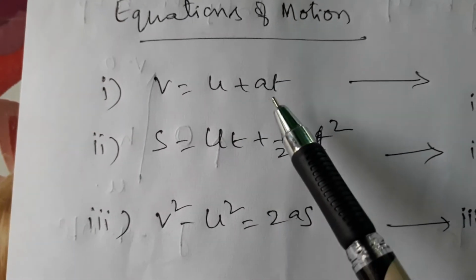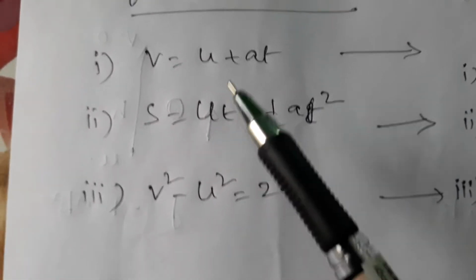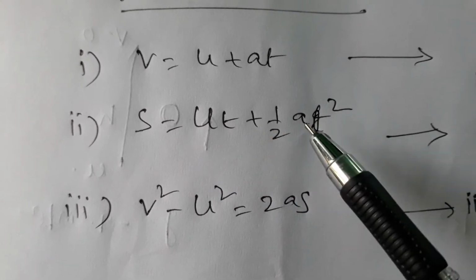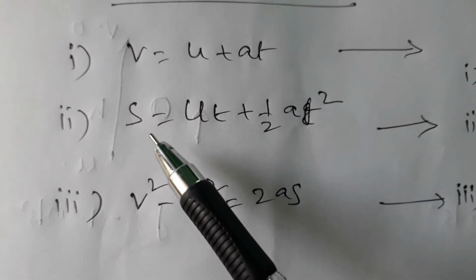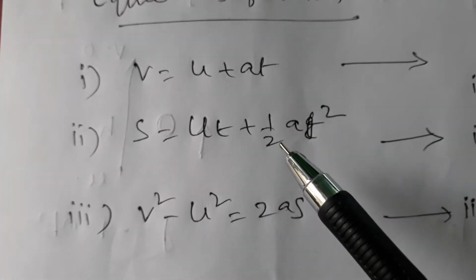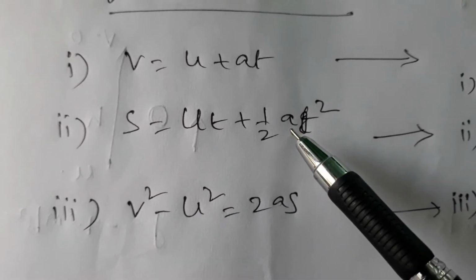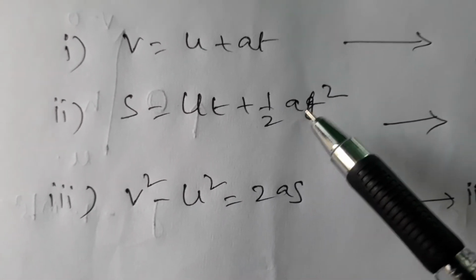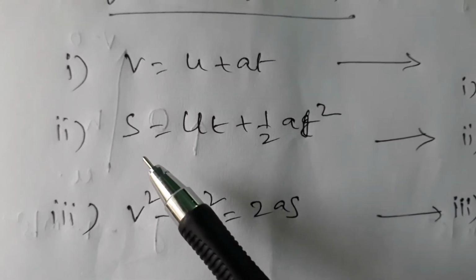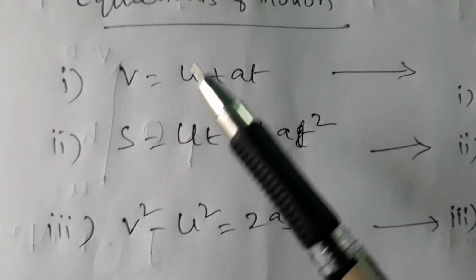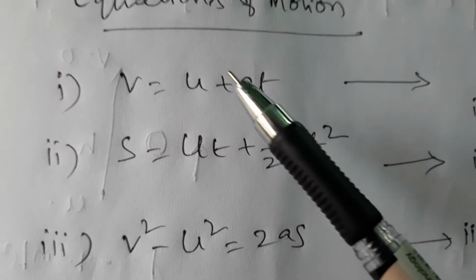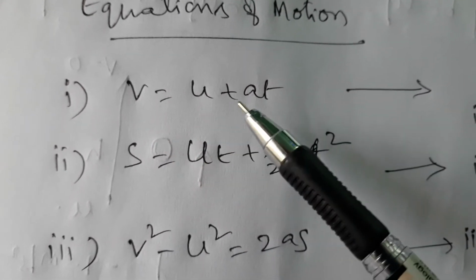This is one equation of motion. This is called the first equation of motion. V is equal to U plus AT. Second equation of motion, S is equal to UT plus half of AT square. S is the distance traveled, U is initial velocity, T is the time taken, and A means acceleration, change of velocity with respect to time. This is another equation to find the distance traveled. And by using this we can find out velocities, initial velocity or final velocity, or the time taken or acceleration.